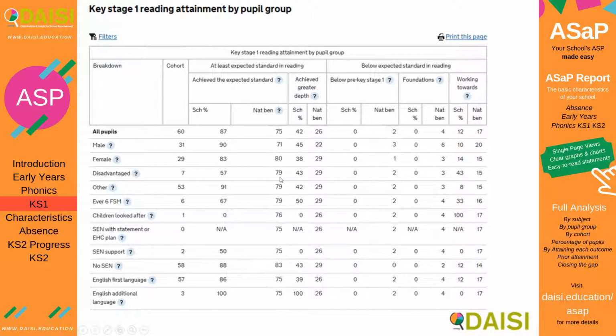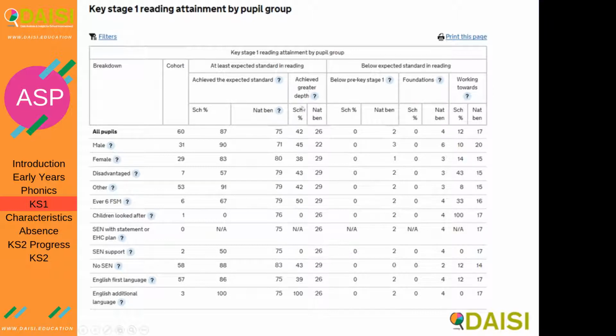Don't forget your disadvantaged pupils and your ever 6 free school meal pupils are being compared with the national other, and your SEN pupils are being compared with the national all. We then have the greater depth standard, and then we go right to the bottom with pre-Key Stage 1, foundations and working towards. This bit will change in 2019 with the introduction of standards 1 to 4, which removes P5 to P8 and the foundations. So this will be altered in next year's analysis.